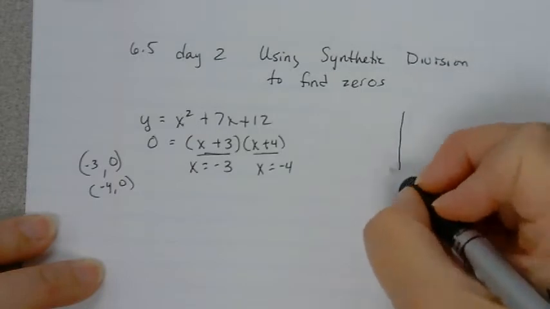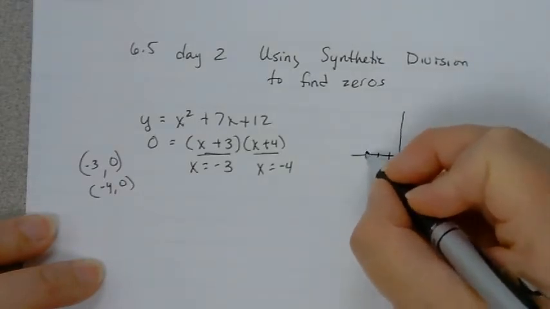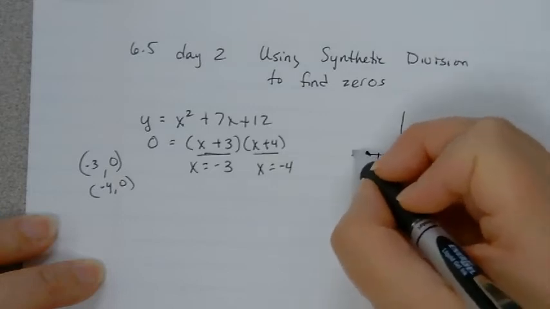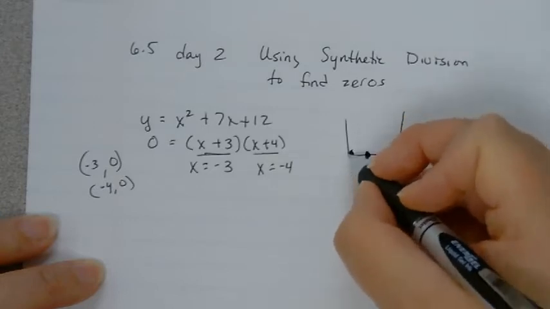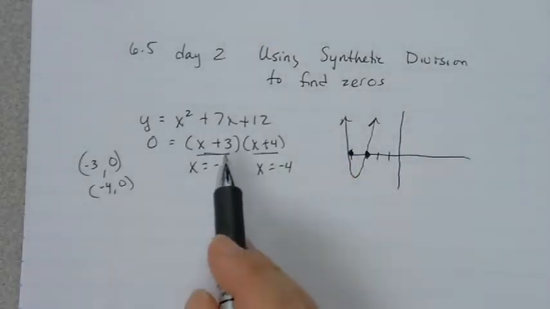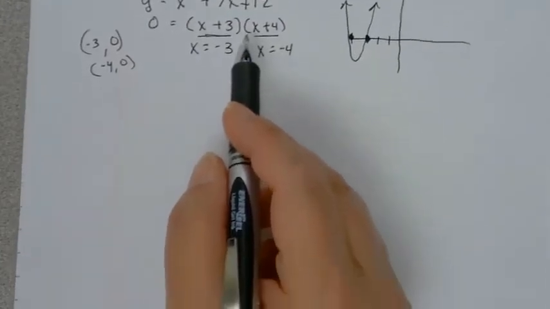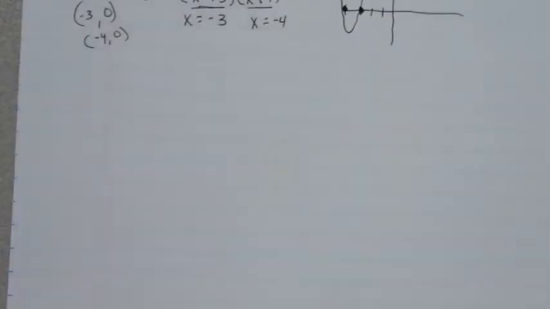So for instance, on this one, I would say that I had a 0 or a root at -3 and a 0 or a root at -4. So these solutions, after I factored, told me where my graph was going to cross the x-axis. It would tell me my zeros. So let's take that knowledge and apply it towards polynomials.